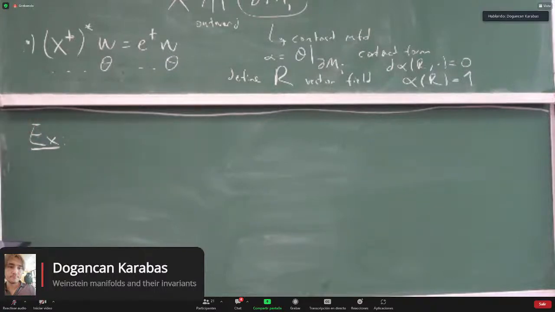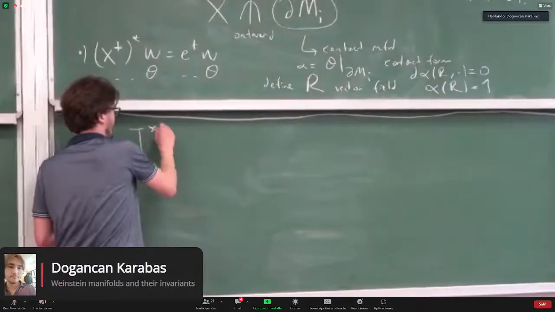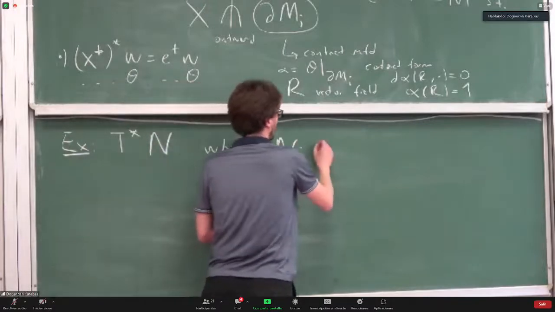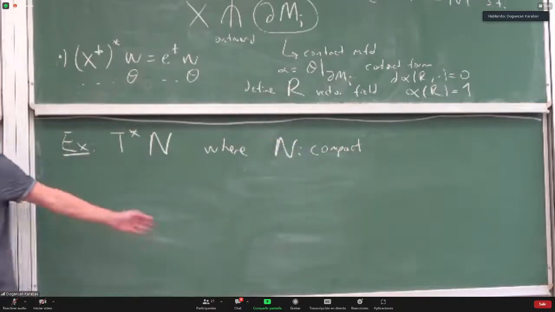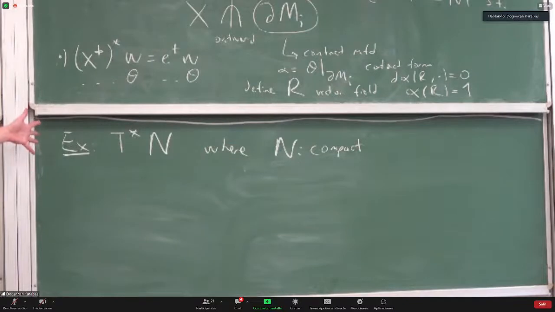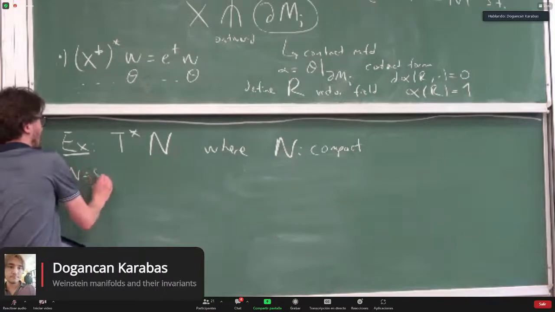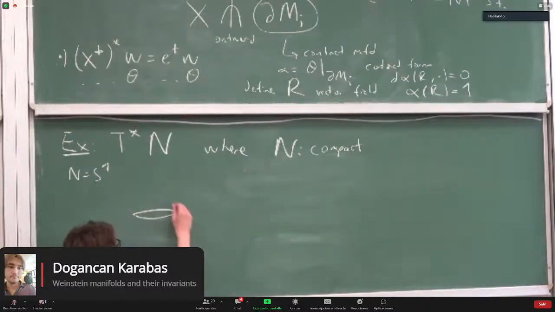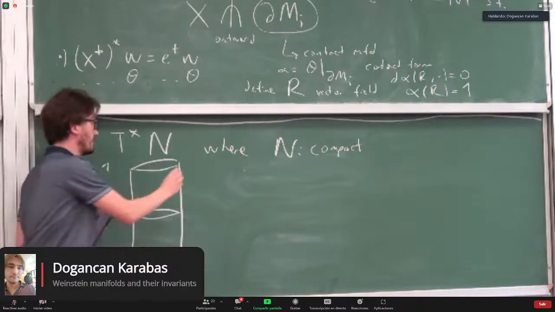So one example is cotangent bundles. And it's compact. Okay. So this is one example. All of them are Liouville. Okay. And for simplicity, I will just focus on, let's say, S1. Okay. So let's draw that picture. Okay. So this is S1.